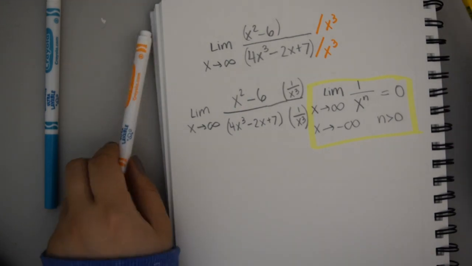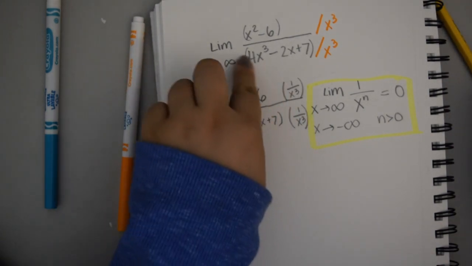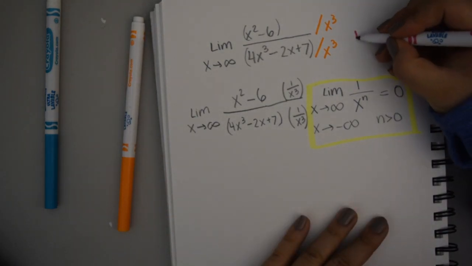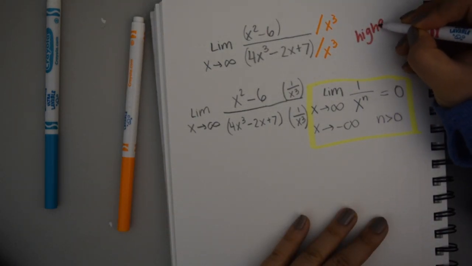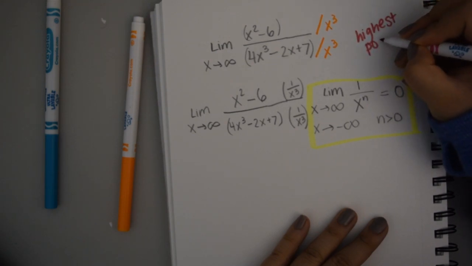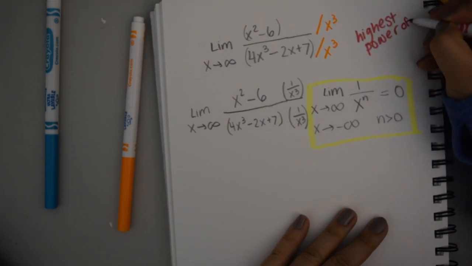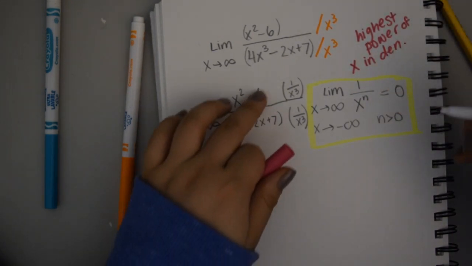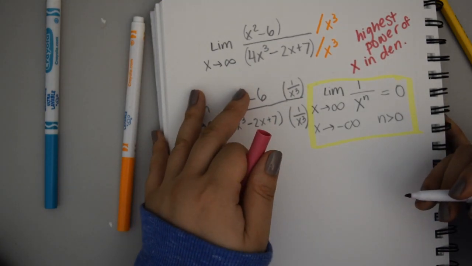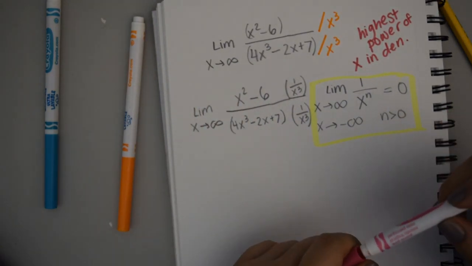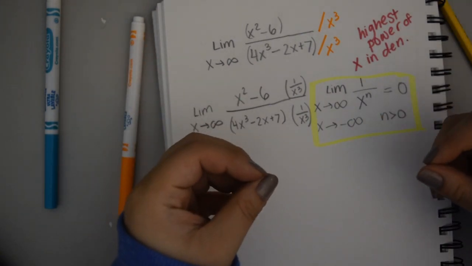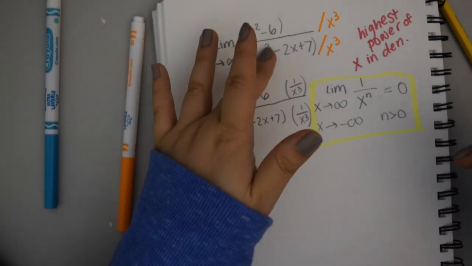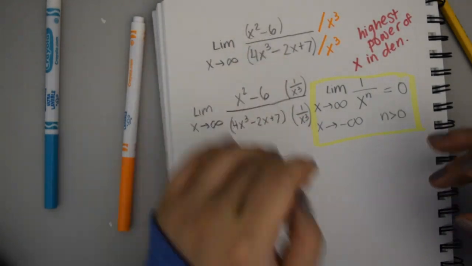But what we do now is we just distribute. The point of doing this is we look at the highest power of x in the denominator. We're doing it only in the denominator because we're essentially normalizing everything. So we're going to think of everything relative to the denominator just to get rid of it.